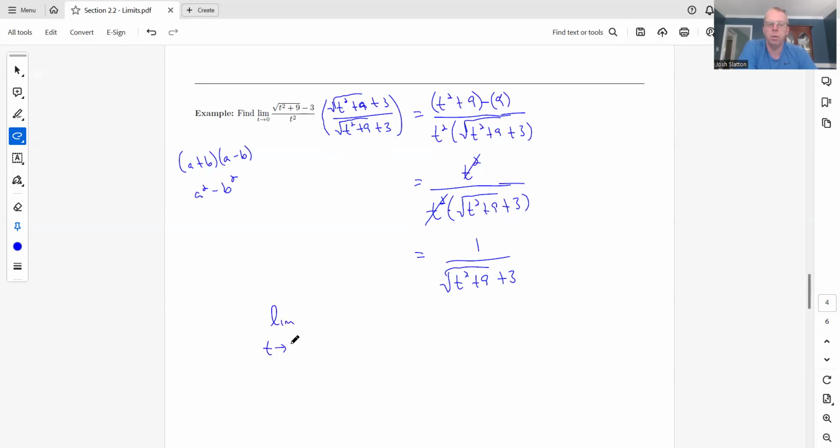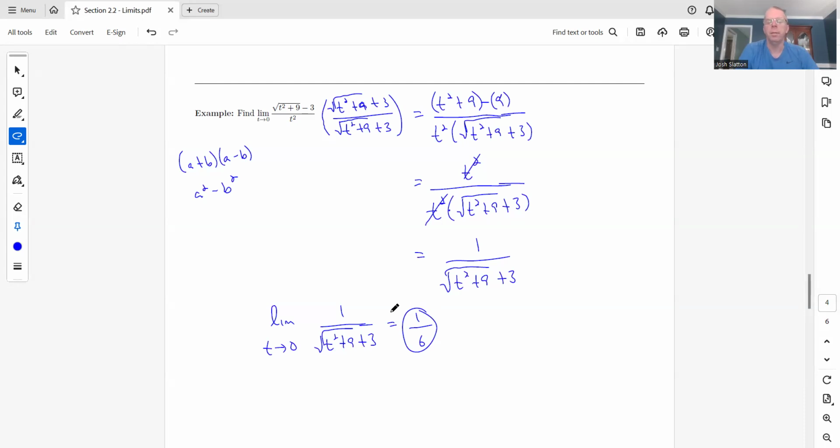So t approaches 0, 1 over square root of t squared plus 9 plus 3. And so plug in 0 for t, we get 1 over square root of 9 plus 3, so that'd be 1/6.